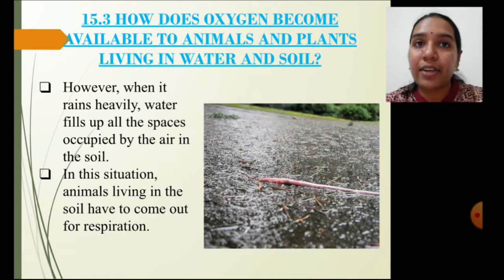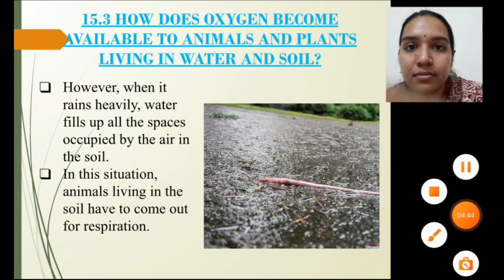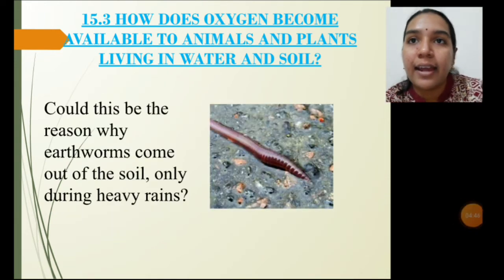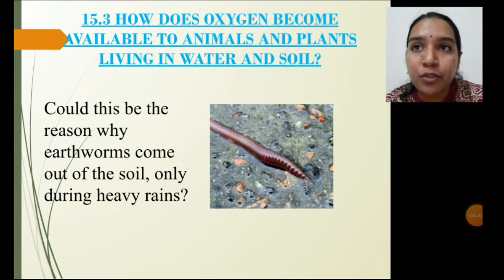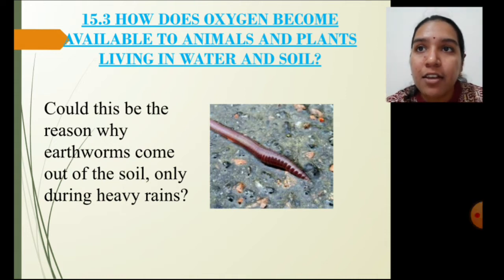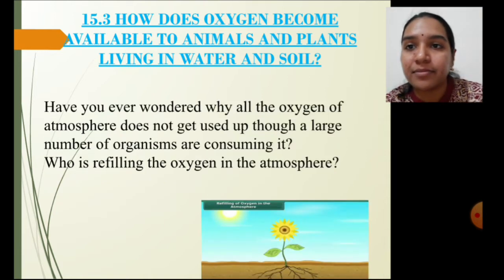When there are heavy rains, the rainwater occupies all these spaces, burrows and holes in the soil, filling them completely and forcing the animals living in the soil to come out onto the surface for respiration. And that is why we see many earthworms on the soil surface, which come out due to the soil spaces being completely filled with rainwater.